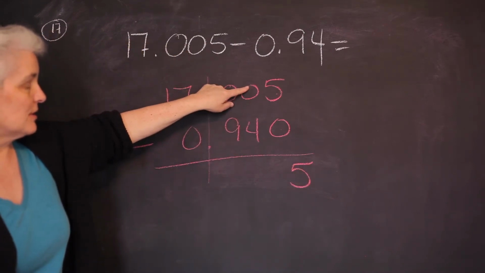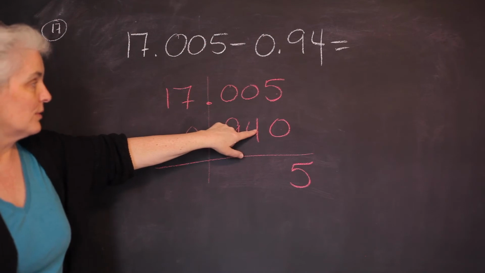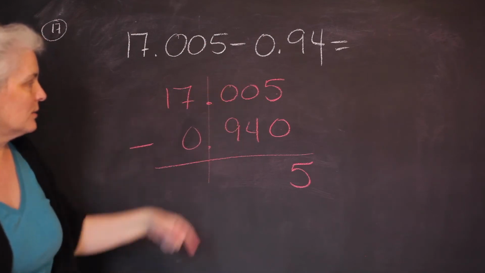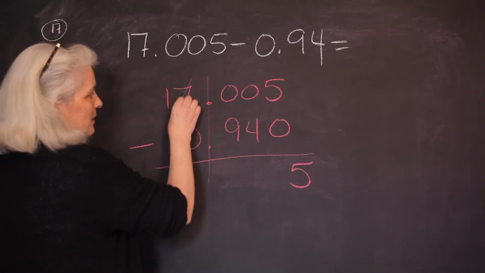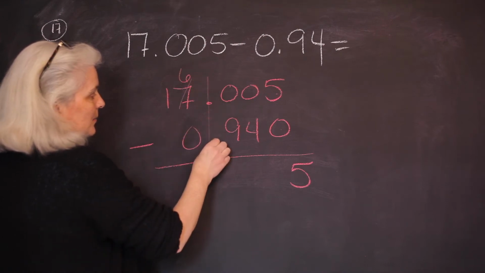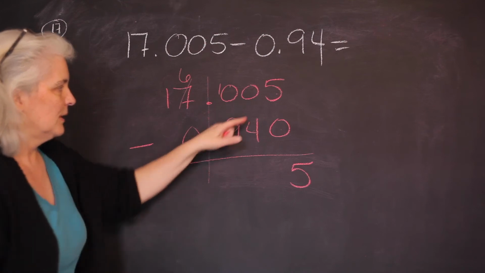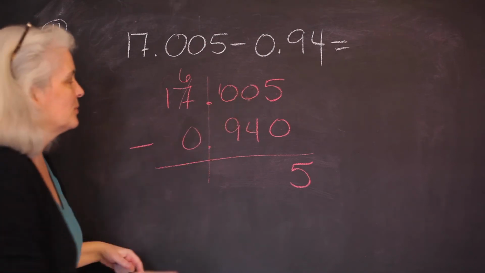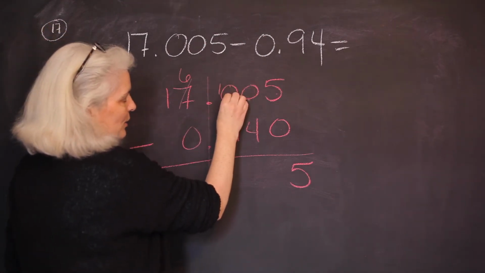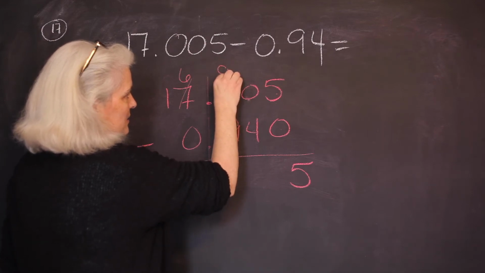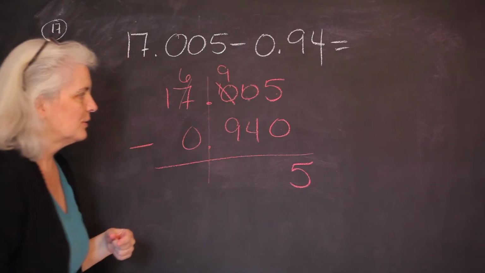Now I have 0 hundredths here, and I have 4 hundredths here. I can't subtract those, so I need to regroup. I'm going to make this 6, and then I would have 10 tenths, but that still doesn't help me out. I still need something in the hundredths place. So I regroup, so I have 9 tenths, and then I have 10 hundredths.